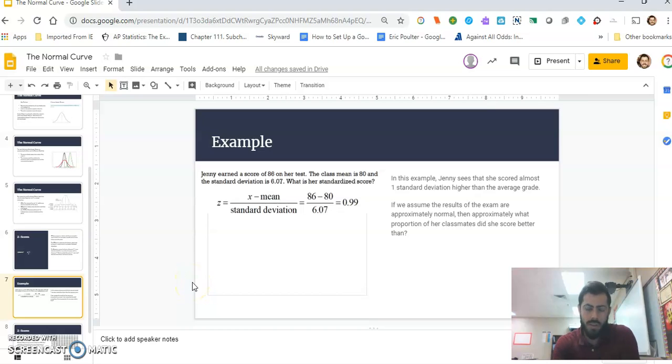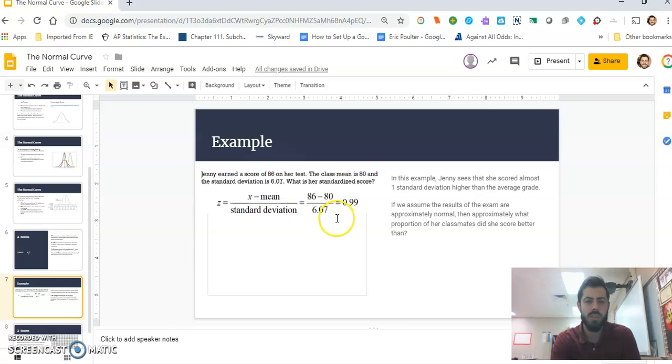Okay, so just a quick recap on how to use the z-score formula to calculate a z-score. We have our example that we used in class. We have Jenny, who scored an 86 on her test. She wanted to know how she compared to the rest of her class.